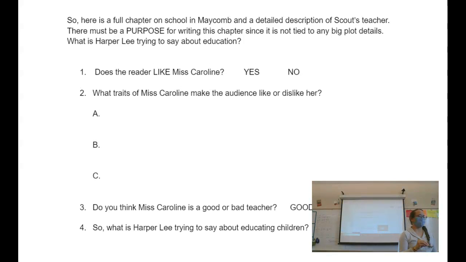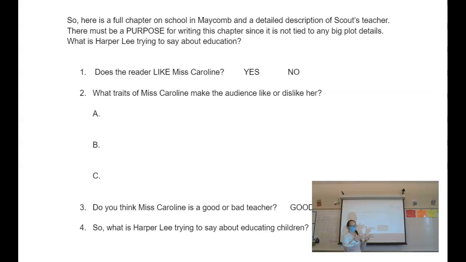Does the reader like Miss Caroline? How many people said yes? How many people said no? Overwhelmingly no. Why? Why don't we like Miss Caroline? So what details make the audience like or dislike her? Like right off the bat, what made you dislike her? So I think we pretty much dislike her right off the bat. Or at least I did.